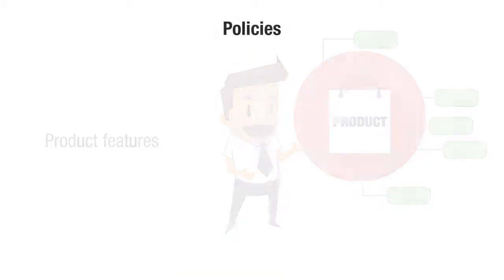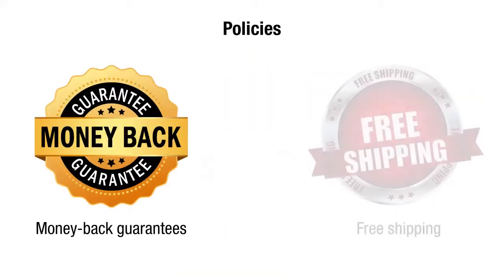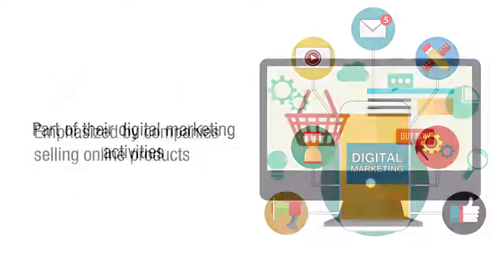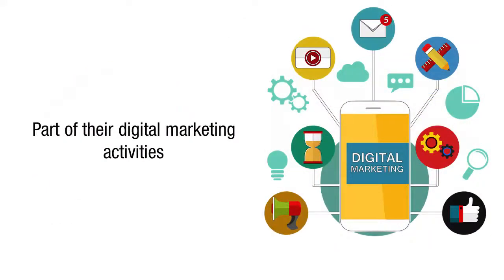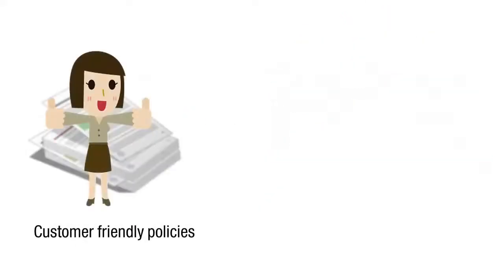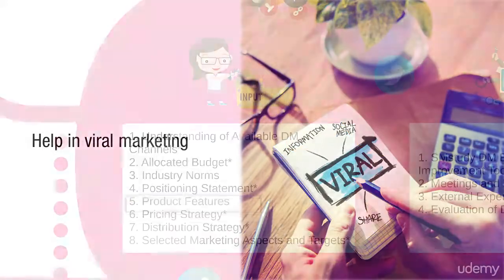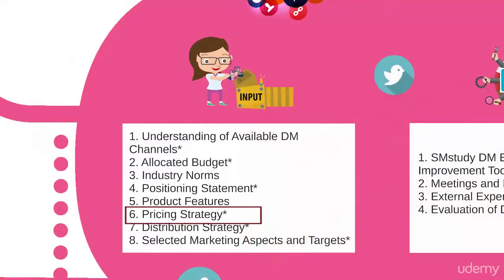Product features and policies such as money-back guarantees and free shipping are emphasized by companies selling online products as part of their digital marketing activities. Promoting customer-friendly policies and popular product features help in viral marketing. An important input is the pricing strategy.